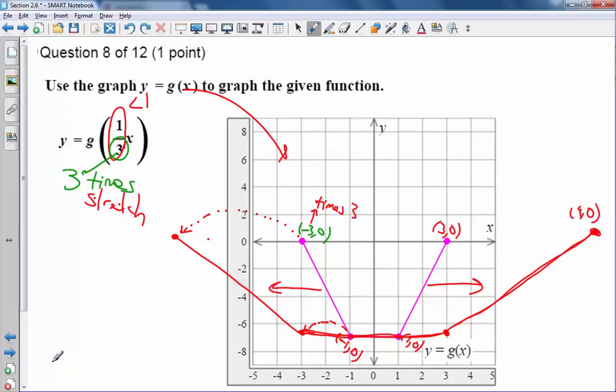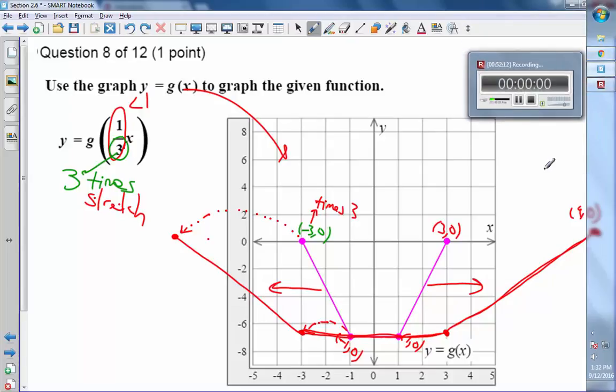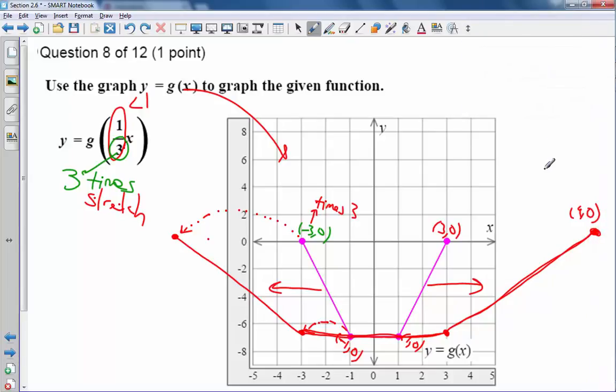Alright, are we out of time? Almost. So I think this is a good spot. We're almost a little bit past halfway. We will show more. Okay? We will start combining these transformations tomorrow.